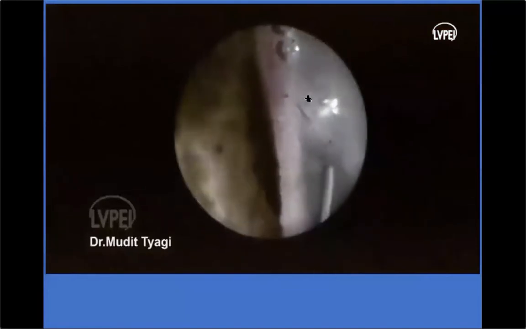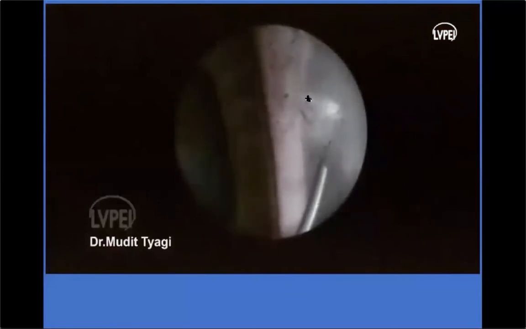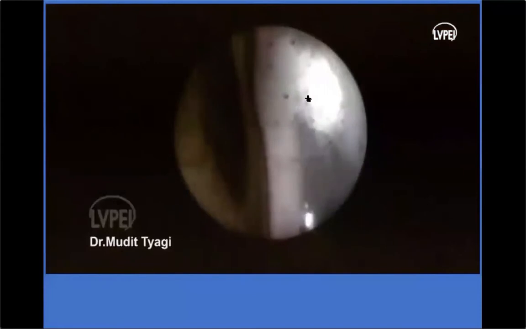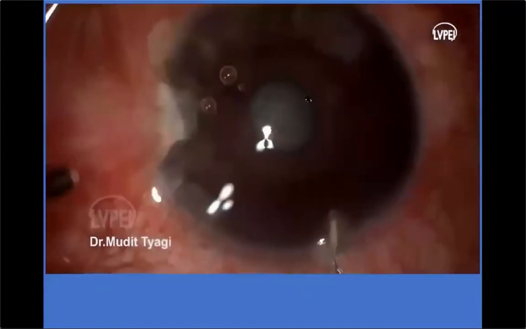So from another end, a 23 gauge serrated forceps was inserted, and with the help of the forceps the cilia was grasped and subsequently brought out from the eye. So the cilia can be visualized over here.